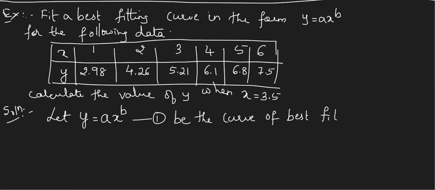So what are the unknowns here that we need to find out? A and B. So the purpose of solving this example or applying the method is we need to get the best fitting values of A and B. Okay. Now for any power curve, what is the next step?